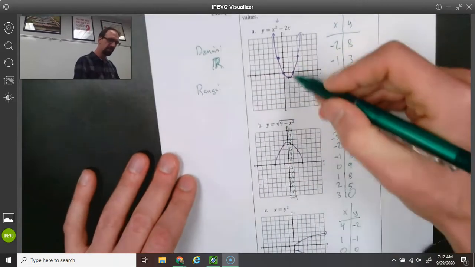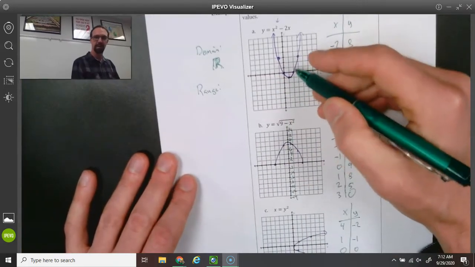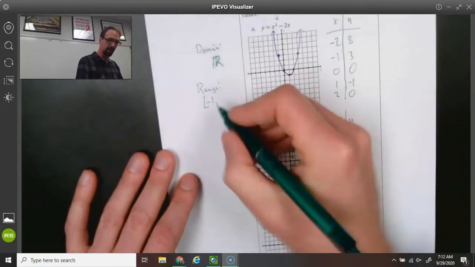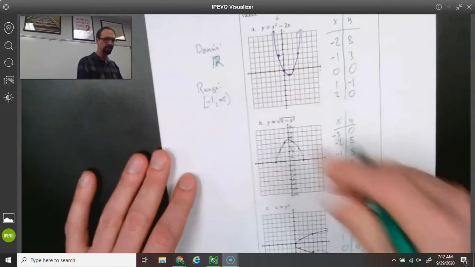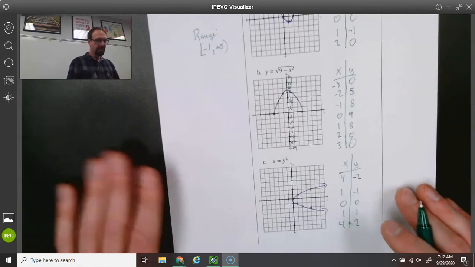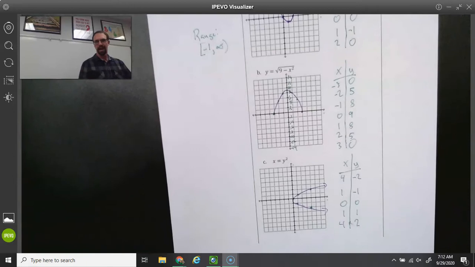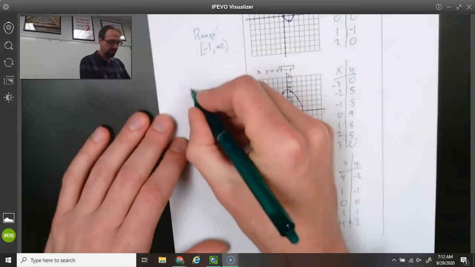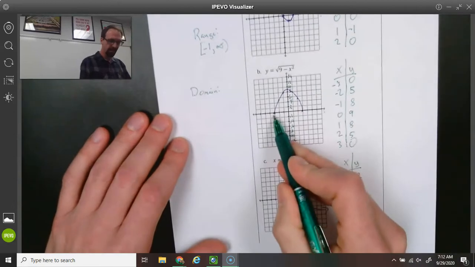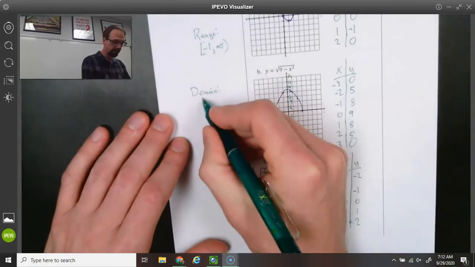If I look, my minimum or my lowest point on this graph is going to be at -1. So my range is going to be from -1. It looks like this goes up, so this is going to be -1 to infinity. Again, I could use any notation or form for this. B, this is where things get different because we're actually restricting both the domain and the range. So the domain for this one, I go from -3 to 3 inclusive.